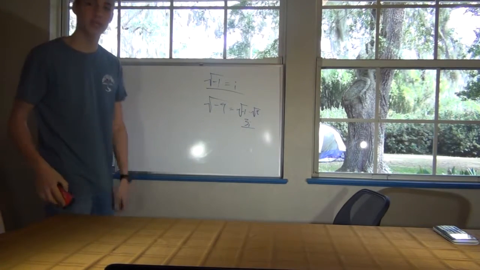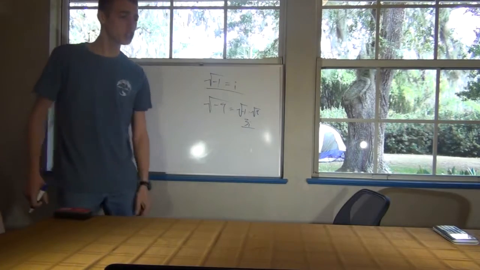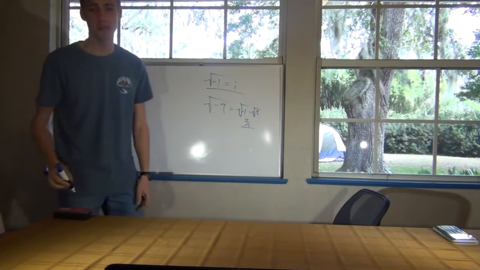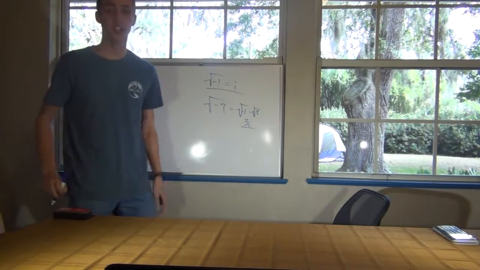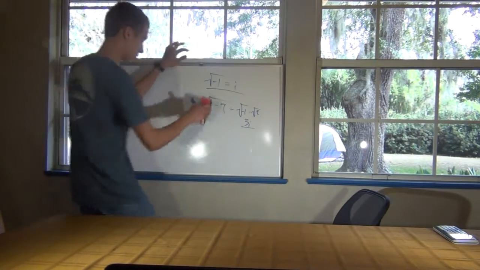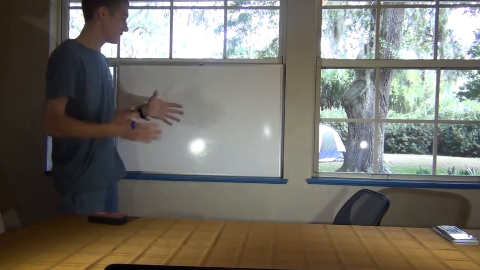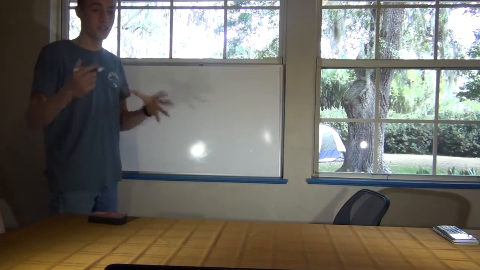Go back to your 6th grade teacher and be like, remember when you told me that you can't square root a negative number? Thumb your nose, they'll be like, no, you lied. You're a liar, Mr. Bangkok. Tough luck.